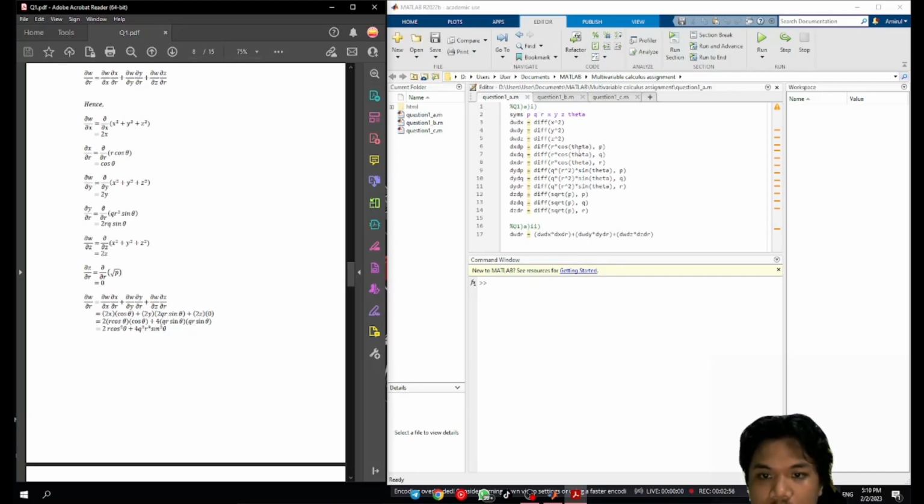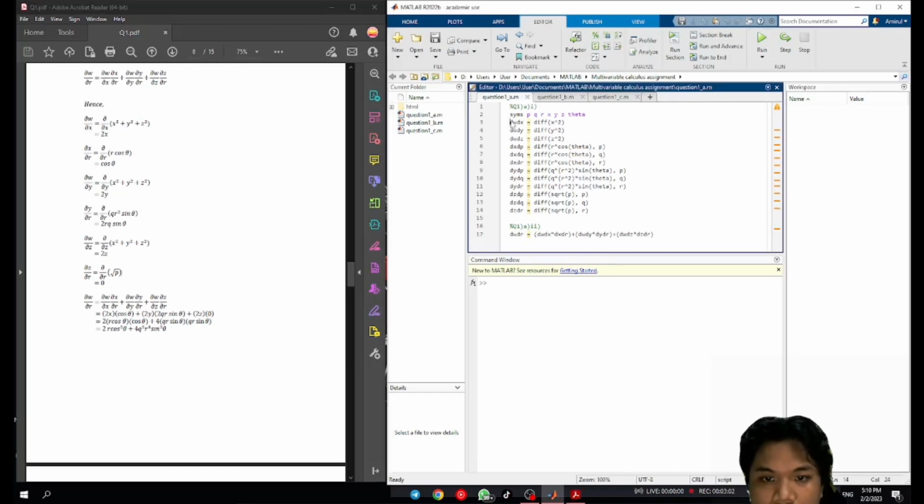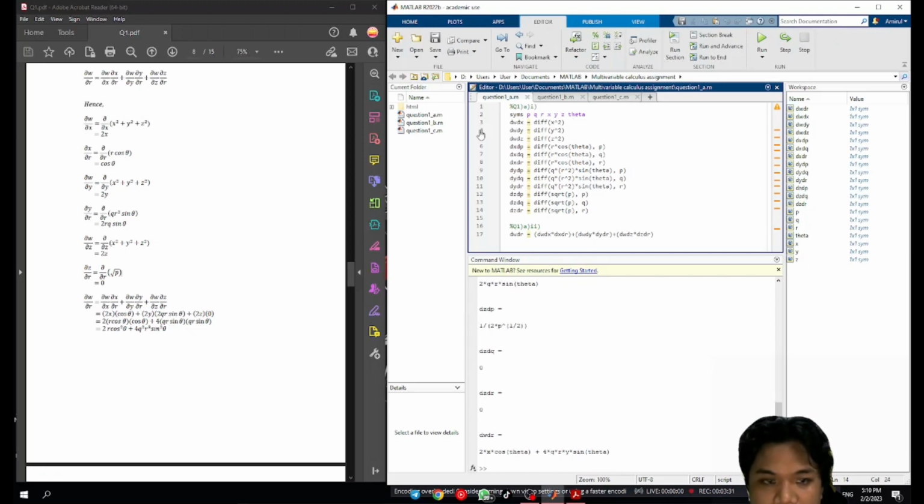This is the MATLAB to prove the calculation. Just input, this is all the input. dw over dx equals 2x, differentiate 2x. dw over dy, differentiate y square. dw over dz, differentiate z square. So just click run. This is all the calculation. Basically we just need 6 operations like this, but I'll do all of them.